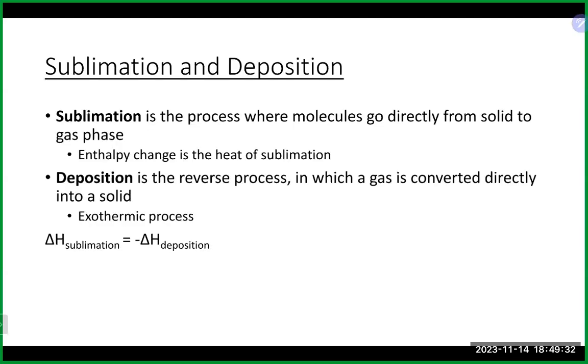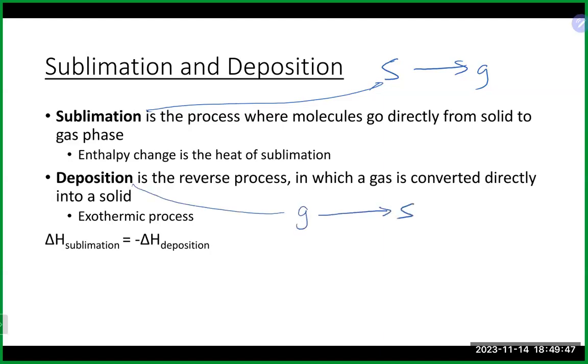Sublimation and deposition. These are processes where we go from solid directly to gas, skipping the liquid part, and that is sublimation. That also is an endothermic process where you have to put heat and energy in there. Deposition is the opposite, where we go from gas back to solid, once again skipping the liquid along the way. With sublimation, you may be familiar with dry ice, which is really carbon dioxide, it's not really water, and it goes through sublimation. It goes directly from solid to gas, no liquid in the middle.